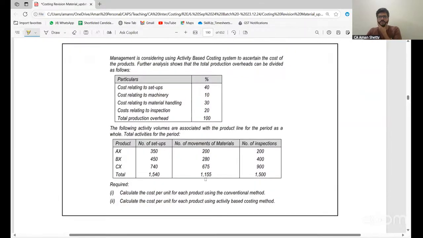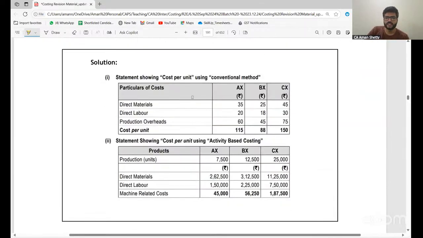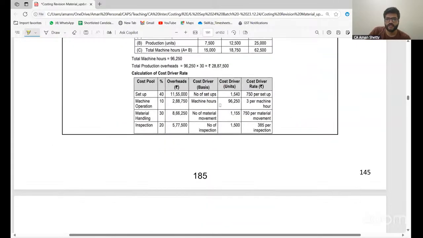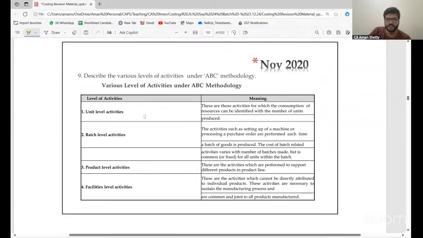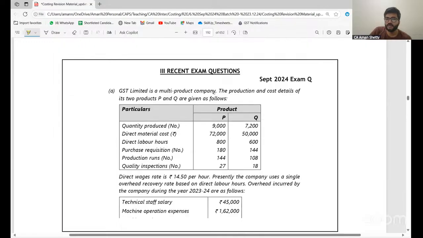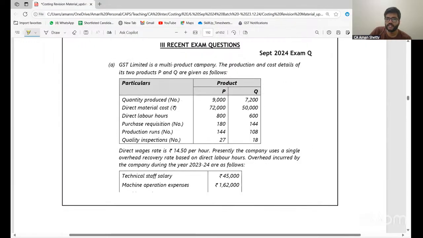Similar problem, all of you. Yes, similar set of questions. This is a theoretical question on level of activities, unit level, batch level, product level. What is the meaning of each of them? Okay. Any theory question is there, please don't miss it. You have to compulsorily read it.